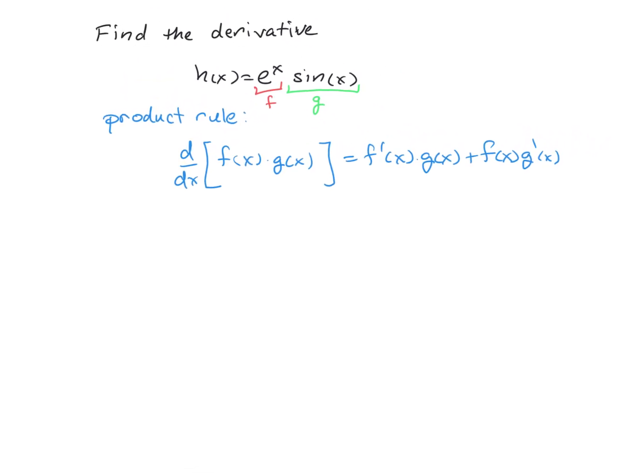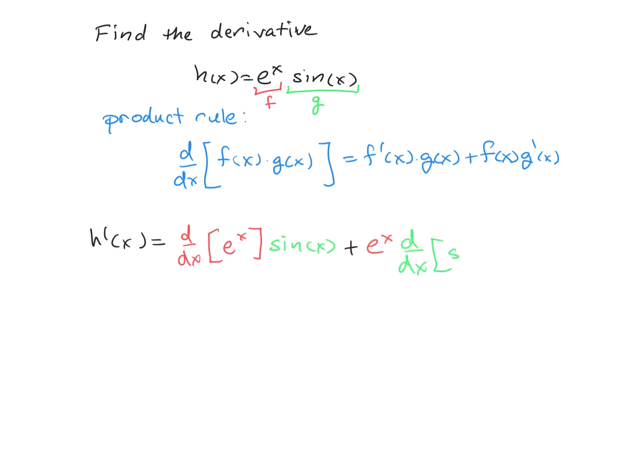So for us, when we find our derivative, h prime of x is going to first be the derivative of our exponential function. So that's d dx of e to the x. That's now multiplied with our second function, which is still just plain old g, which of course is the sine of x. Then that's going to be plus first function, which is just e to the x, times the derivative of the second function, which is a derivative of the sine of x.